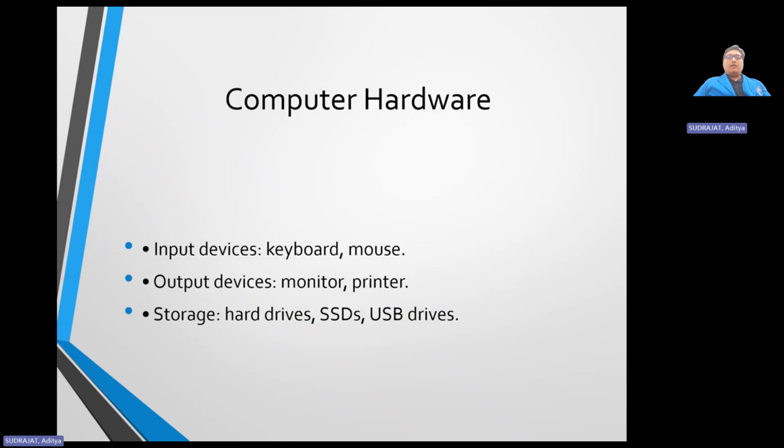The computer hardware also has three components: input, output, and storage. We first begin with the input device, like a keyboard, mouse, and so on. The output devices are like a monitor, printer, and so on. And the storage that will keep our data includes a hard disk drive, SSD, and a USB drive or flash drive.